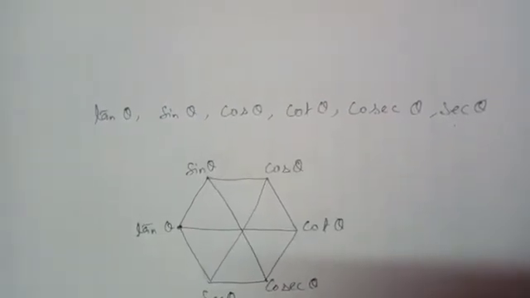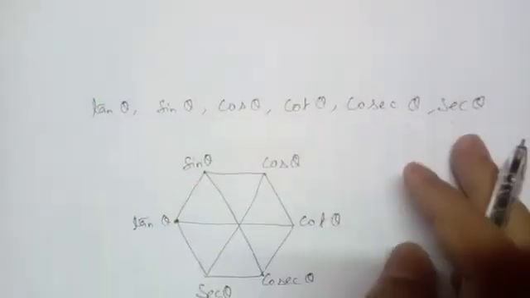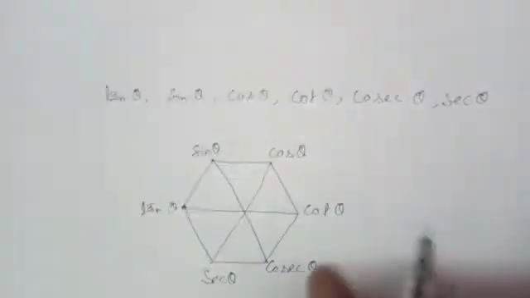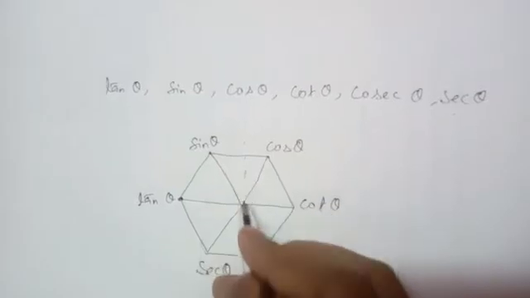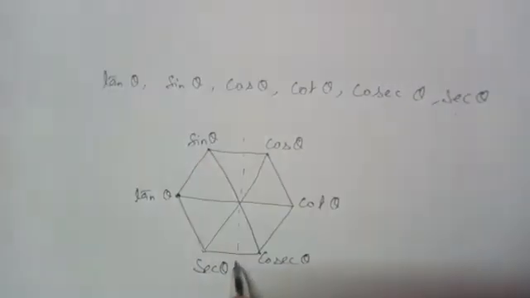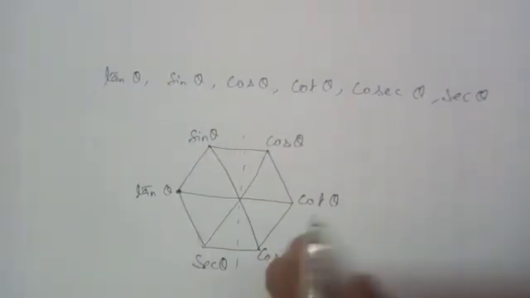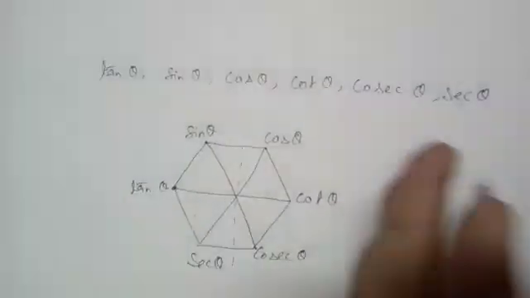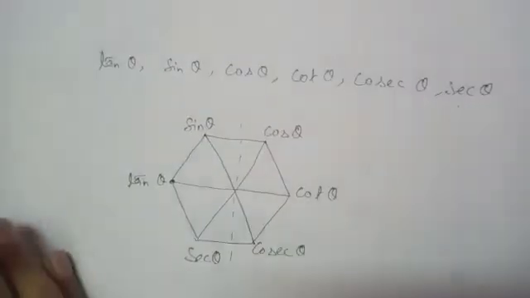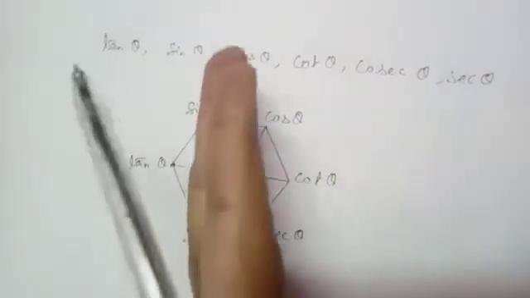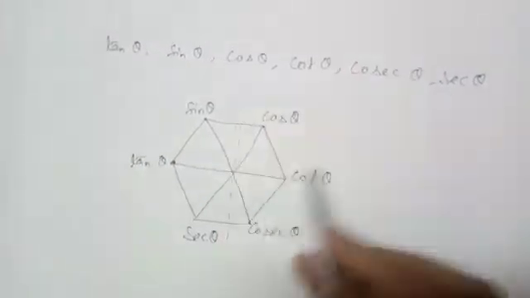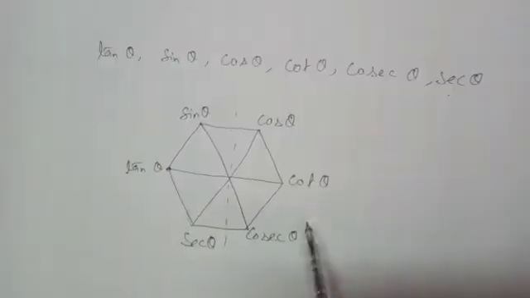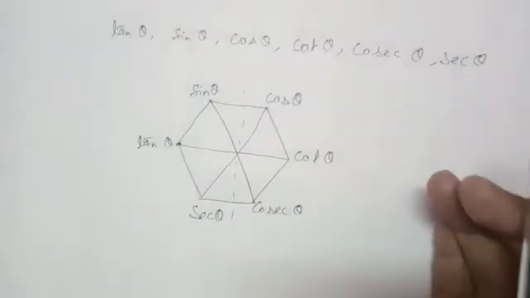If you are not able to remember the sequence of trigonometric ratios, then the simpler method is you can draw an imaginary line passing through the middle of this regular hexagon. As you can see, on the left hand side we have tan theta, sin theta, and sec theta, and all the trigonometric ratios which start with C are on the right hand side.